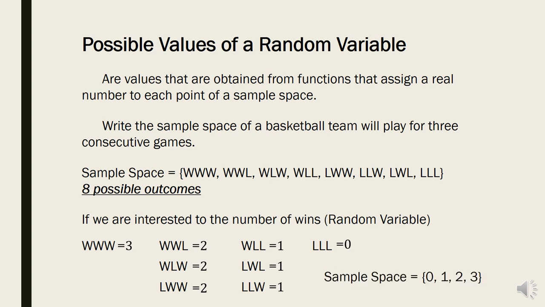Then the sample space now, we have 0, 1, 2, and 3. 0 means that there is no win for the team. 1 means the team wins once. 2 means that the team wins twice. 3 means that the team wins thrice.